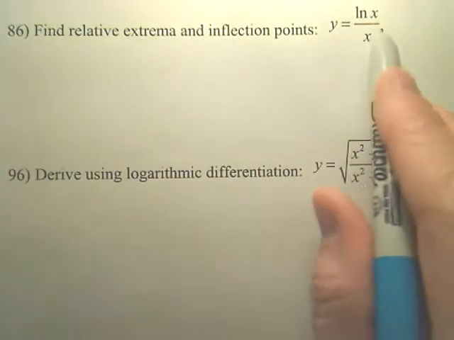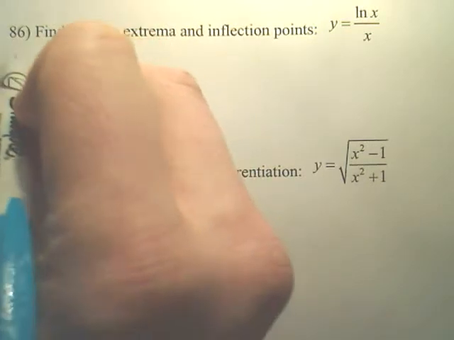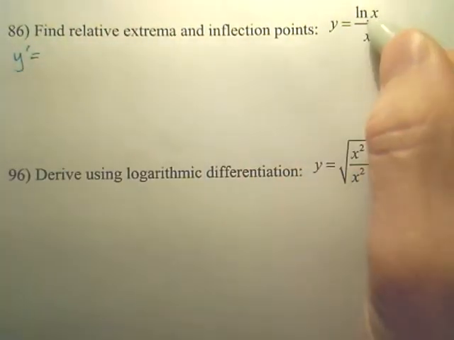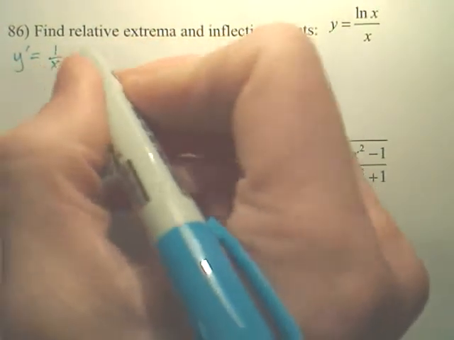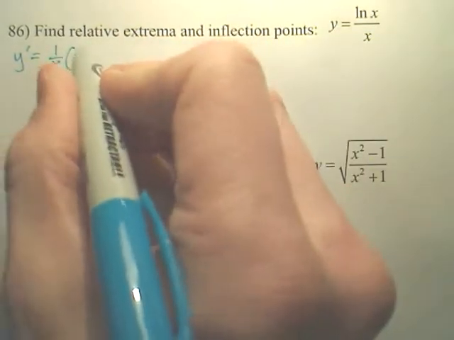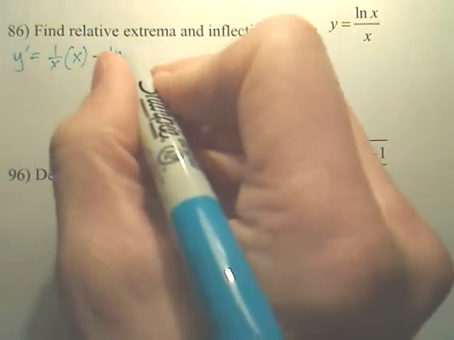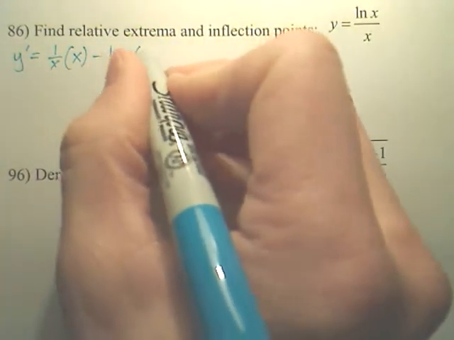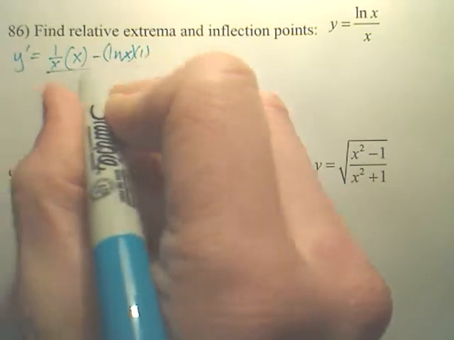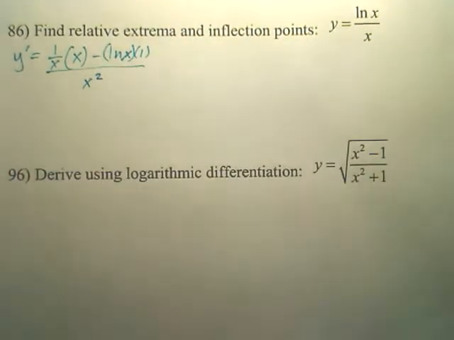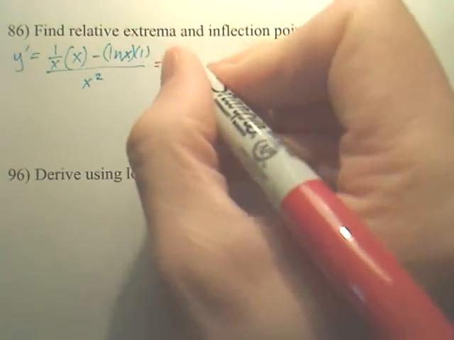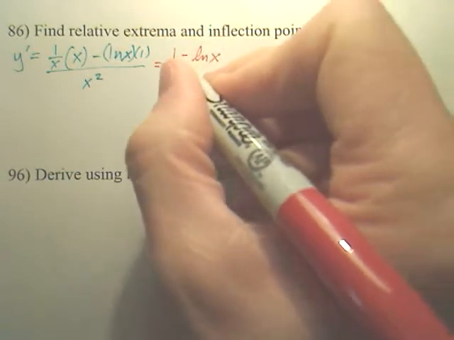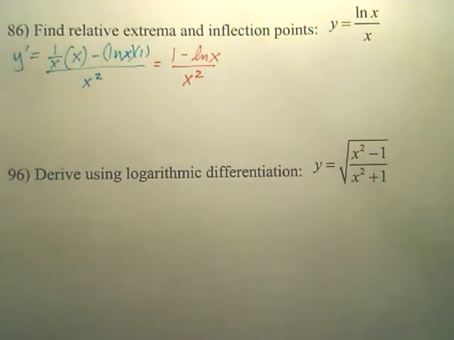To find the relative extrema and points of inflection, you first need to find the first derivative. It's a quotient rule. So you derive the first, which would be 1 over x, leave the second, which would be x, minus, leave the first, derive the second, all over the bottom squared. And that actually looks a little bit easier than I thought. That would be 1 minus ln x over x squared. That's the first derivative. Is that good?